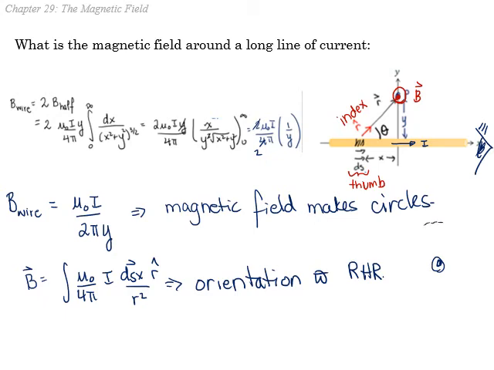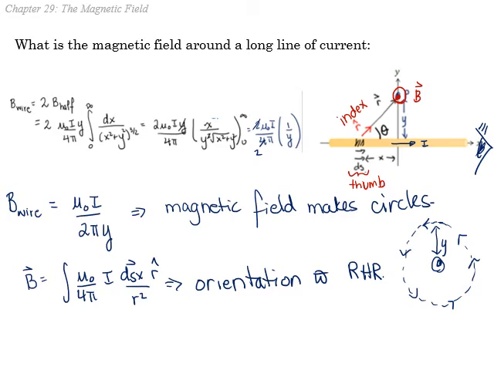Our magnetic field is making big circles with a radius equal to y. And then the orientation, if we're looking at it, comes around this way. This matches the right-hand rule that we described when we started this section. So the right-hand rule is the same no matter which way we're looking at it. It always gives the same answer.